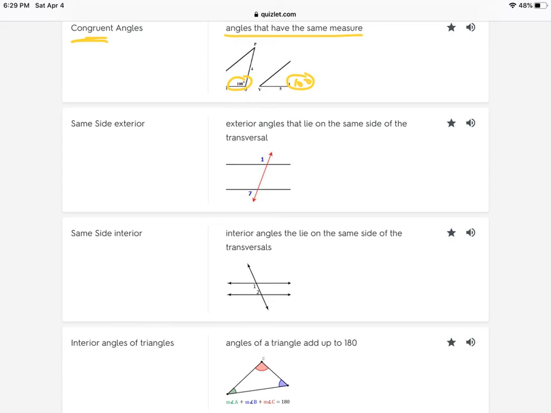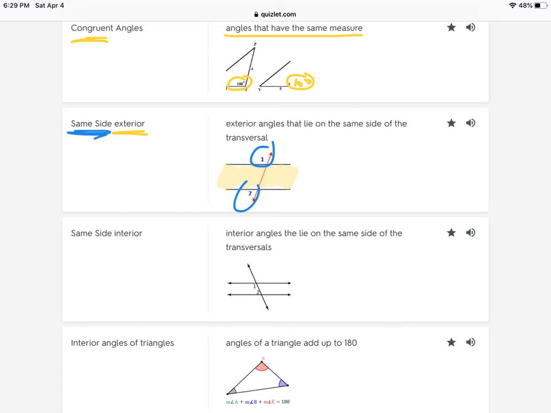Okay, same side exterior. So exterior means on the outside or exiting. So I always like to look at the inside of the parallel lines. This says same side exterior. So they're on the outside of the parallel lines, but they are on the same side. See how they're on the same side of the red line? Exterior angles that lie on the same side of the transversal are called same side exterior.